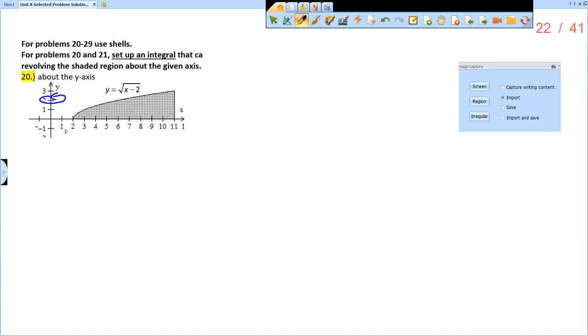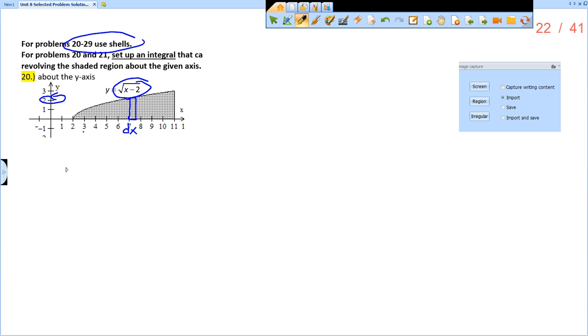Now what we want to do is use the shell method, because it says to use shells for problems 20 through 29. You'll recall the shell method requires a rectangle that is parallel to the axis of rotation. So in this case, we are going to use a dx, so we need our equation in y equals x form. So we have the square root of x minus 2.